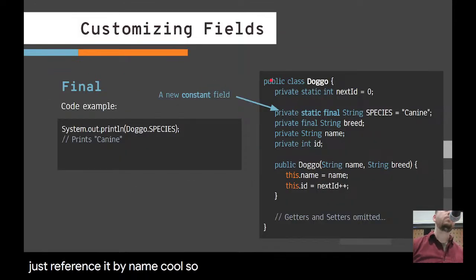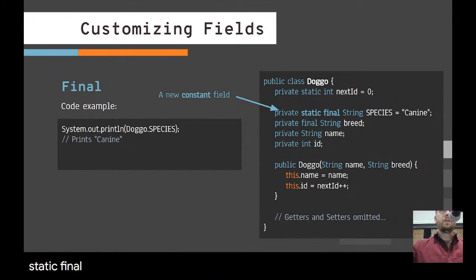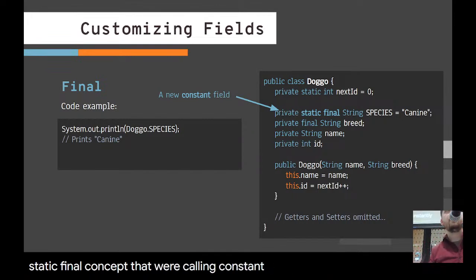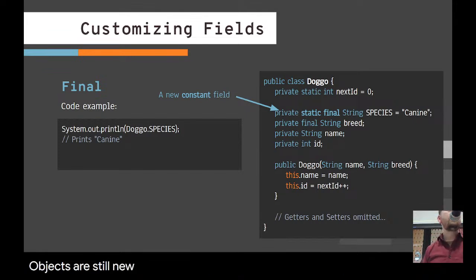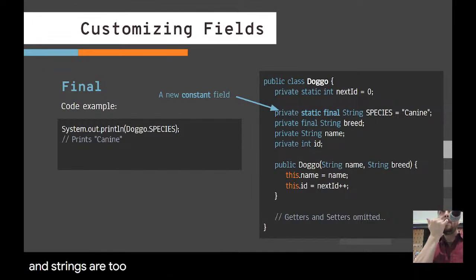Cool. So I'll pause here for questions. Thoughts on this static final concept that we're calling constant? Any thoughts, questions? Yes. So the fact that objects are still mutable, I get what you mean with that we can make changes there. How does that apply to strings, since strings are technically not primitives in Java, if I understand that correctly?